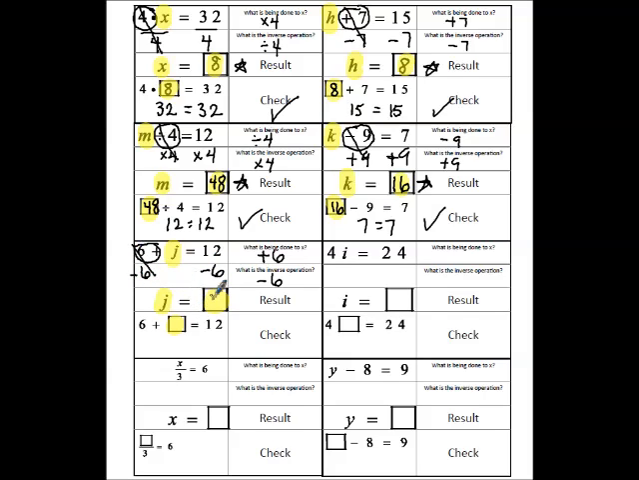Now 6 minus 6 is 0, and 0 plus j is j, and 12 minus 6 is 6. So I put that back in, and 6 plus 6 is 12, which is what we wanted it to check out to. And we know our result of 6 is what j is equal to.